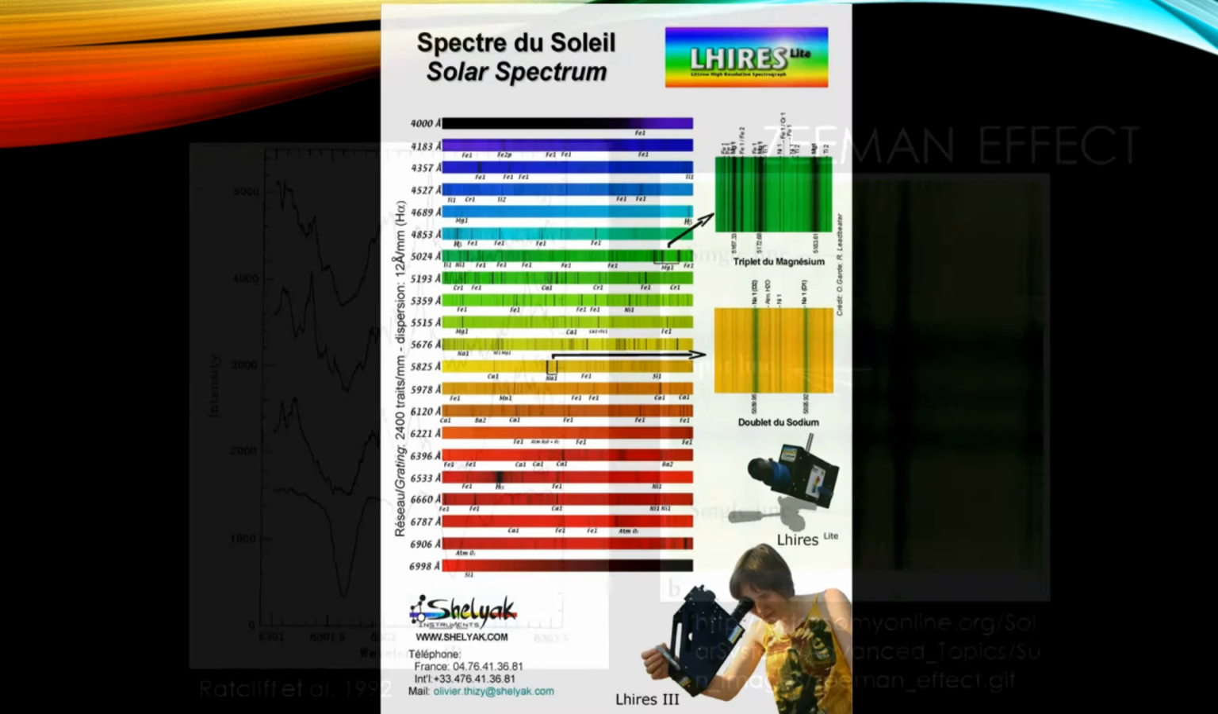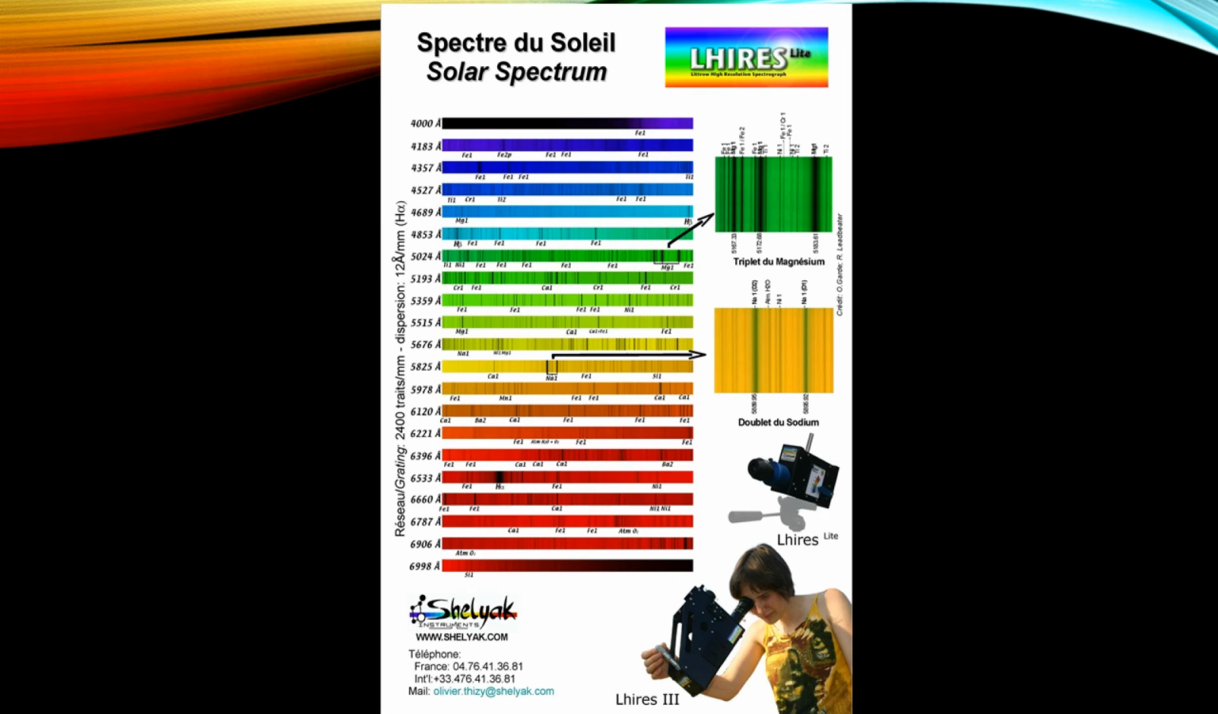And then just to cap this off and finish it off, this is something that I've pulled directly from Shelyak's website because I find it so fascinating. This is the entire visible spectrum of light taken through one of their instruments with several of the more prominent lines highlighted. Iron, magnesium, hydrogen, helium, sodium, all right? Hundreds and hundreds and hundreds of lines. The sun is just, it's amazing.